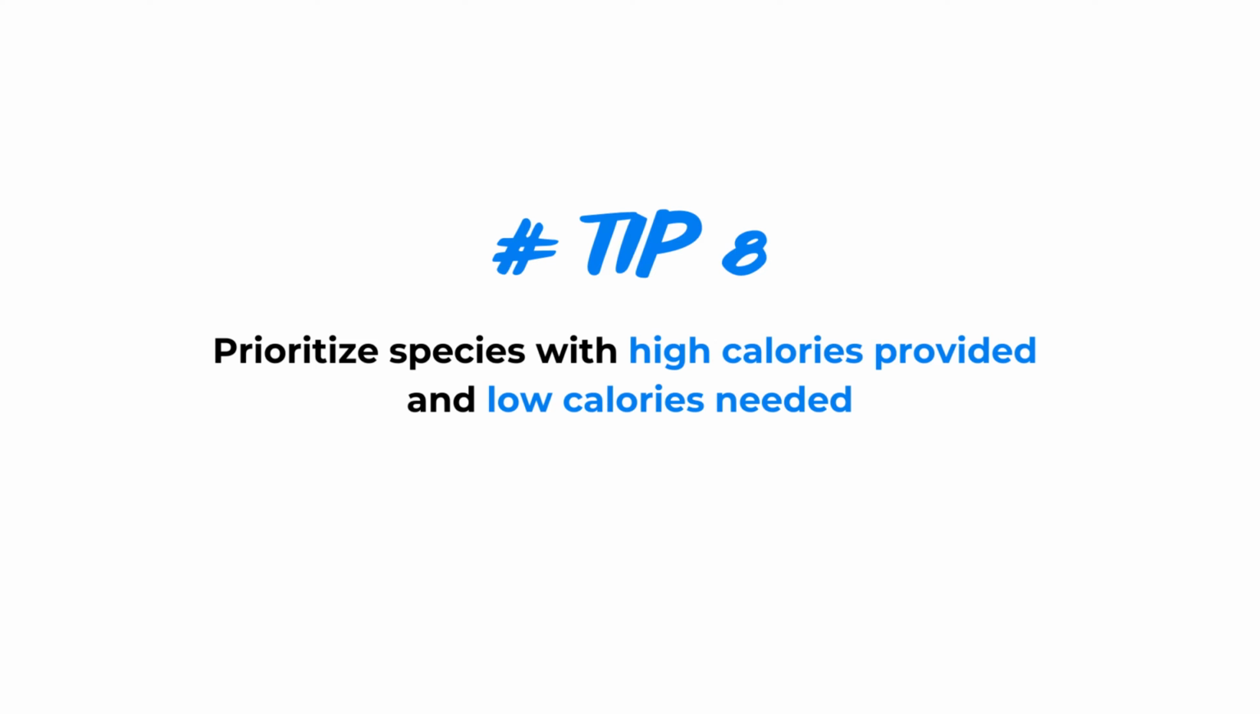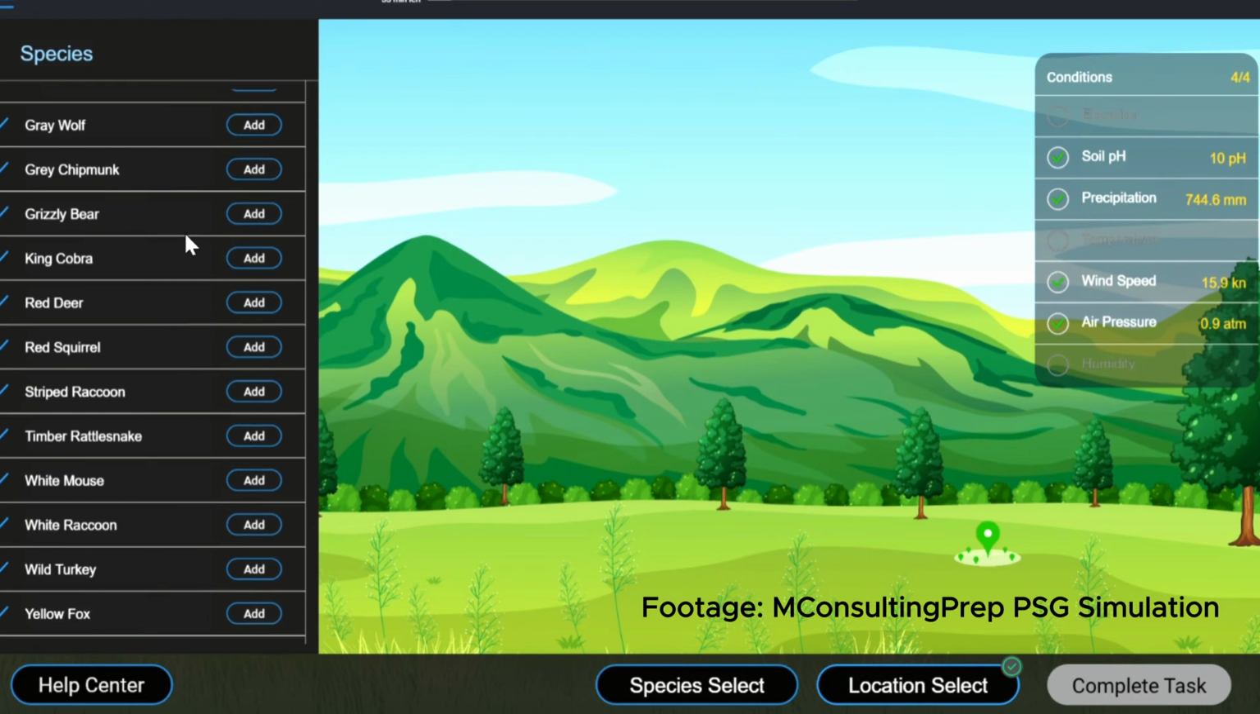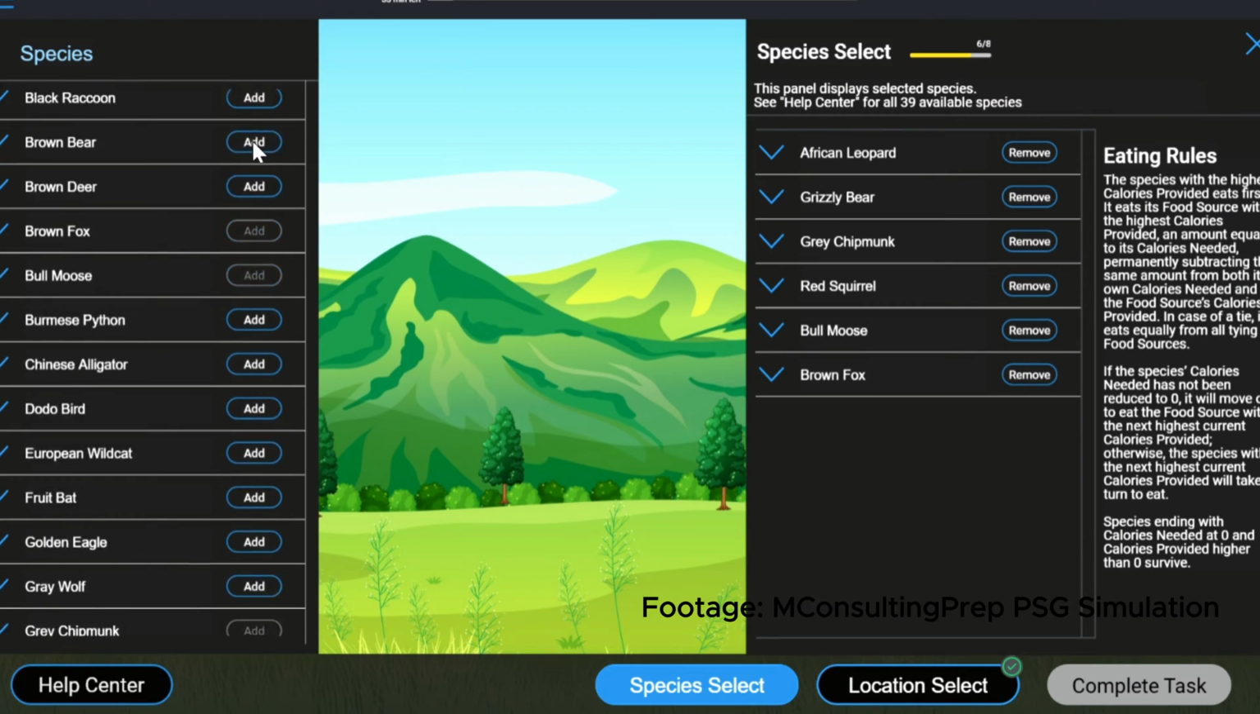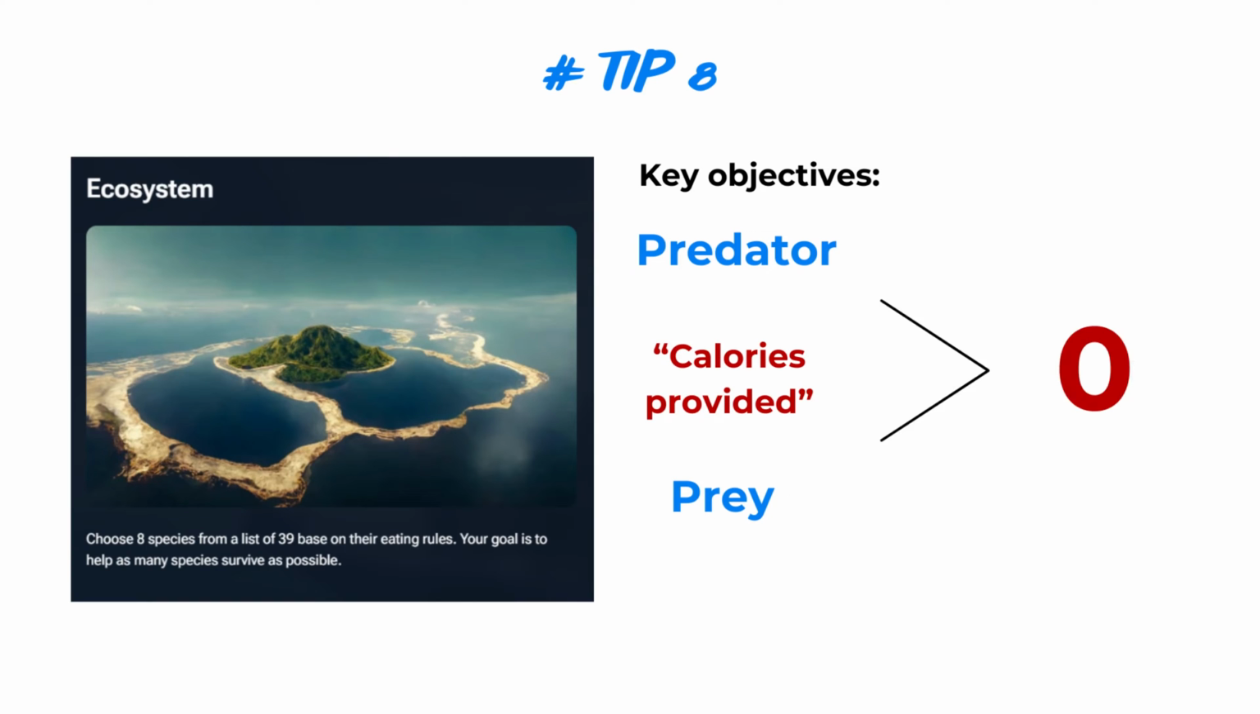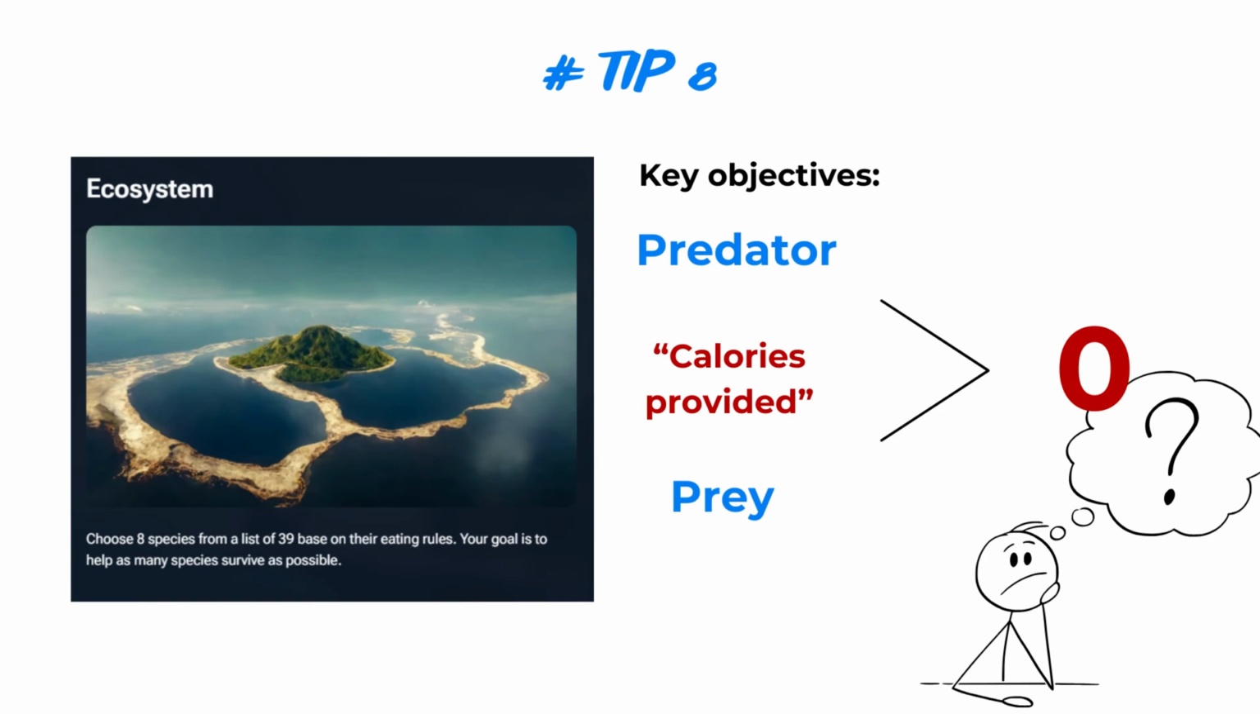Tip number 8. Prioritize species with high calories provided and low calories needed. In the ecosystem building minigame, you have to create an ecosystem with 8 species from a list of 39. One of the key objectives in this game is to ensure the selected predator and prey calories provided are above 0. This objective confuses many candidates when training and taking the test.